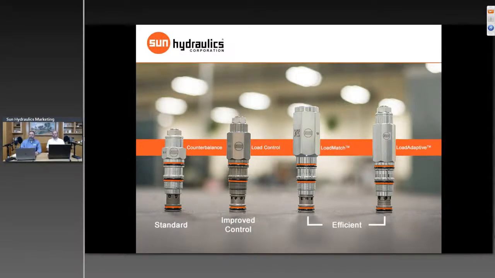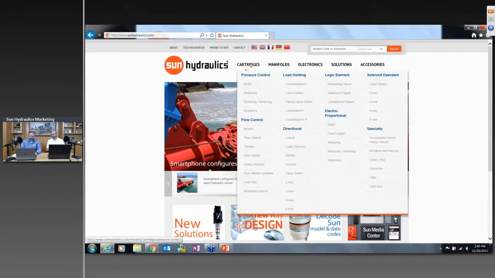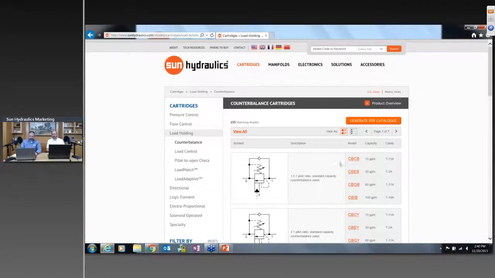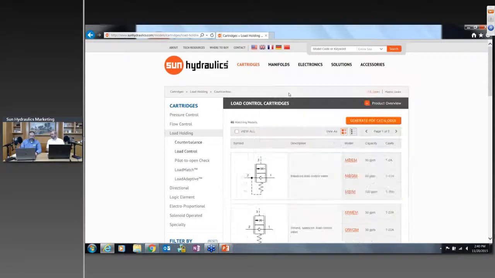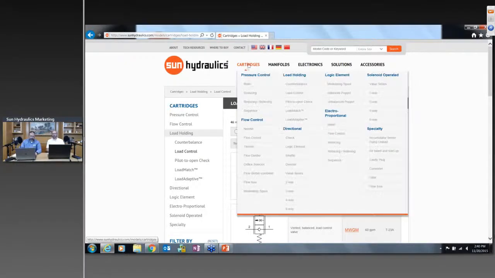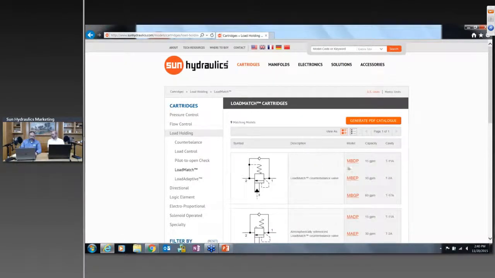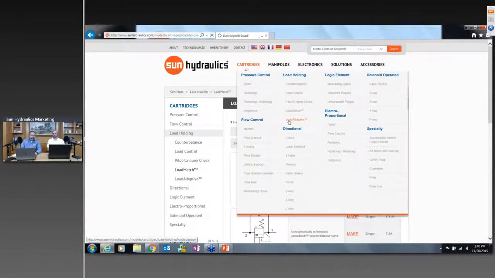Another question came in. Are there any key indicators in the part numbers that distinguish between different families of counterbalance valves? Yes. The standard counterbalance valves are always going to be represented by the first 2 letters being either CB, CA, or CW. Those are the traditional product lines that we've had out for approximately 40 years. The load control valves are represented by the first letter M, and it's either going to be MB or MW, depending on the functional type. The load match valves also start with M, but they will have the 4th letter as P, and that designates that new load match function. And finally, the load adaptive valves all begin with CE.